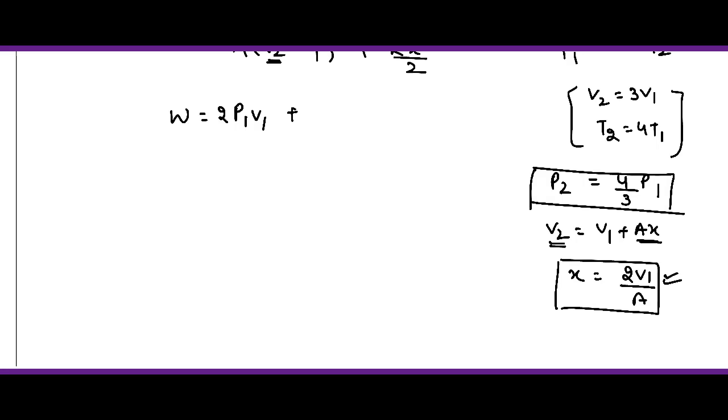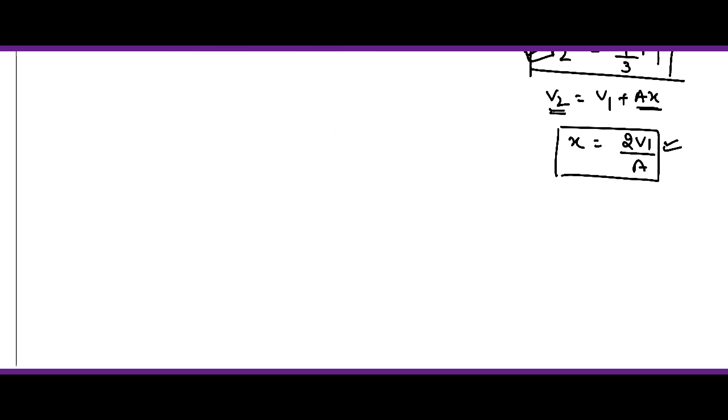Putting the values, half the value of kx, which is P1 by 3, which I already calculated before, into the value of x, which is 2V1 upon A. How did I calculate the value of kx before? Similarly, because I have my value of P2, I can write P2 equals P plus kx upon A. Putting the value of P2, I can find the value of kx, which comes out to be P1A upon 3, what I put in my work done.